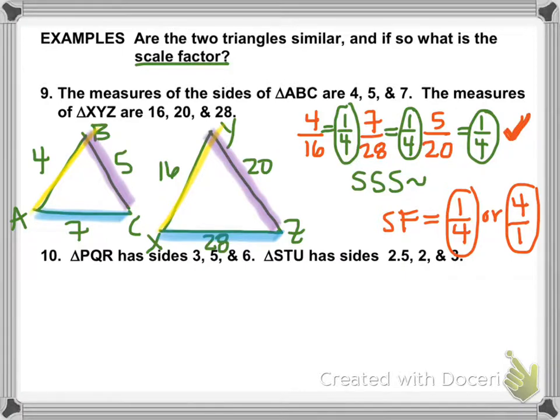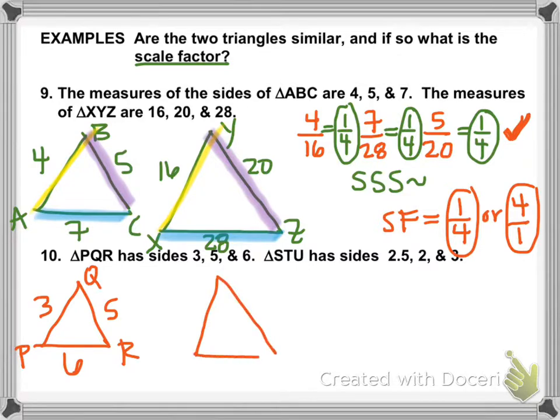For the second one, again we have a similar situation, so let's go ahead and set up our two triangles. We've got P, Q, and R. The side lengths are 3, 5, and 6. Then we have STU. The side lengths are 2.5, 2, and 3.